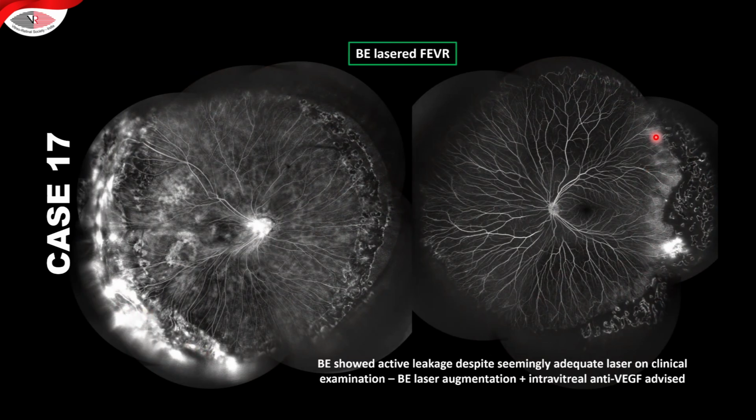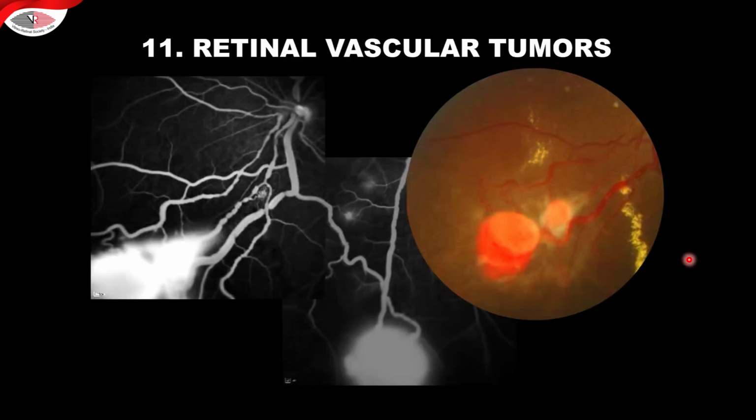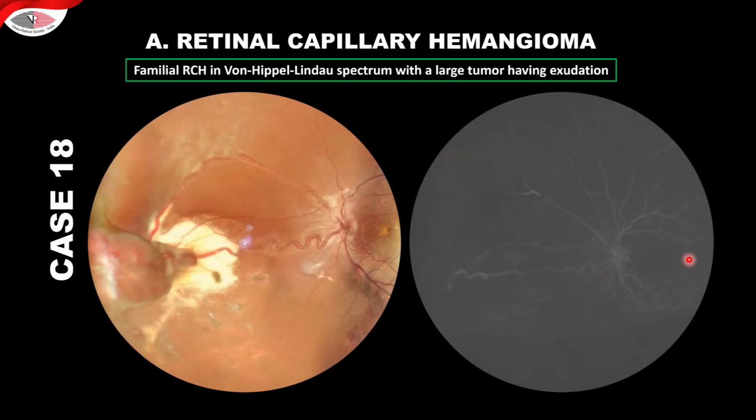The left eye looks fairly benign at this stage, except this small area which is still showing activity and may do well with some more laser augmentations, with or without anti-VEGFs, based on any tractional component that you might see in these cases. Then you come to some vascular tumors. You can see the von Hippels and the hemangiomas that come up.